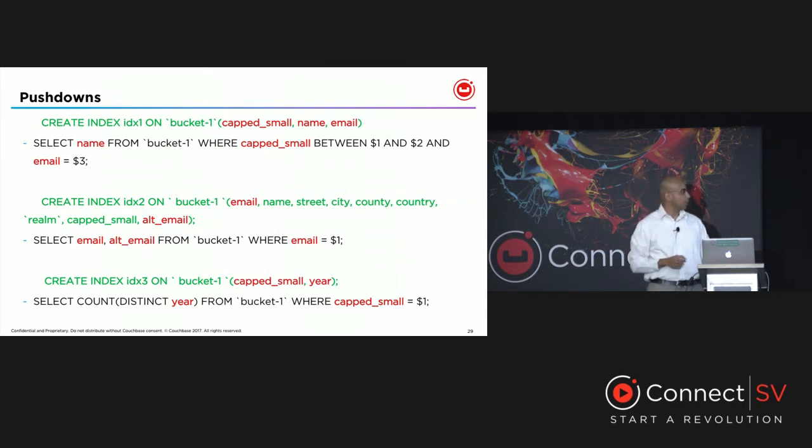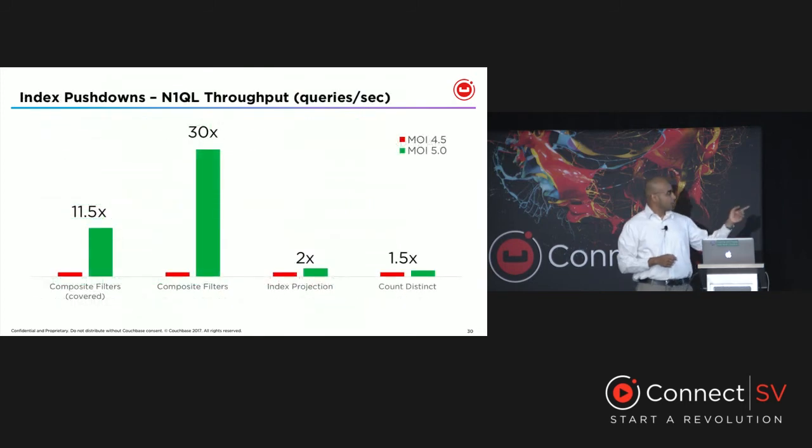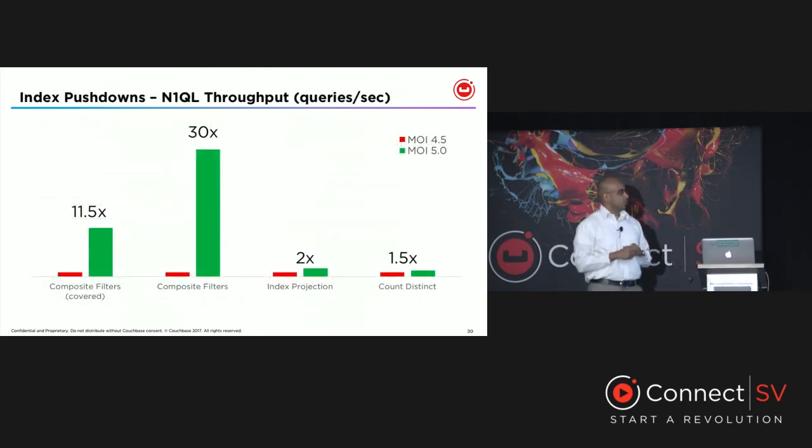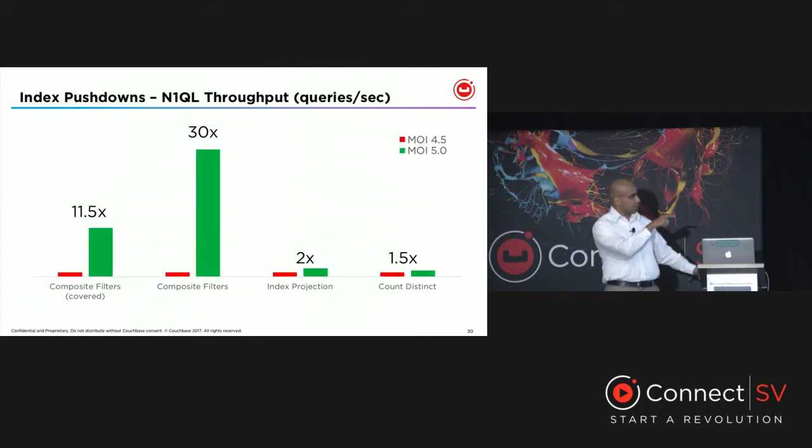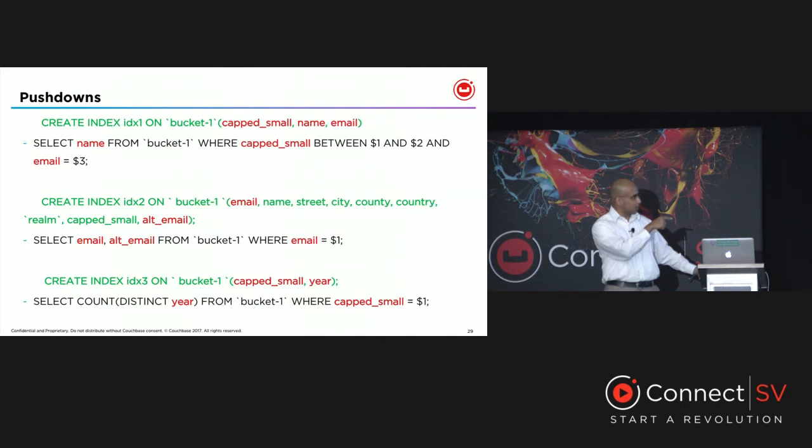Similarly, one more case of the way we do certain pushdowns is in the case of count distinct, if you see in the last row, and composite filters. I think the bar speaks for itself, right? The kind of performance difference that you get is huge. So just to double click on some of this, index projection, count distinct is the last row that you see, select count distinct. In this case, the GSI client knows what needs to be pushed down.